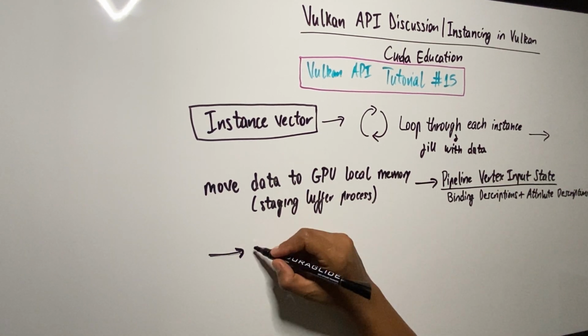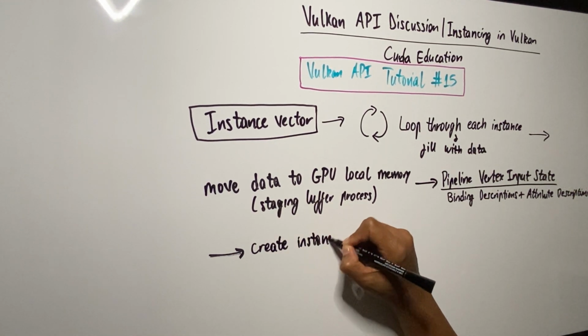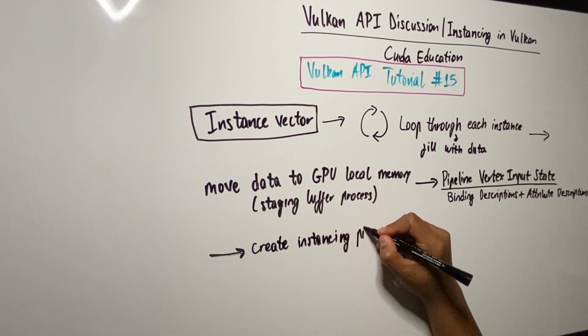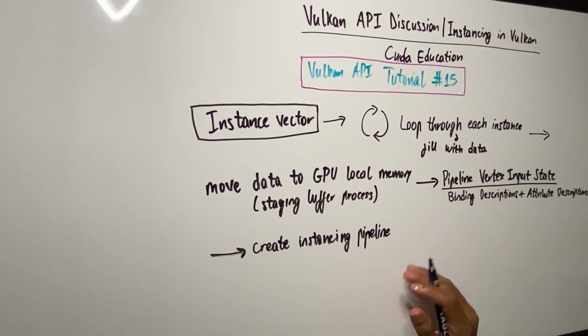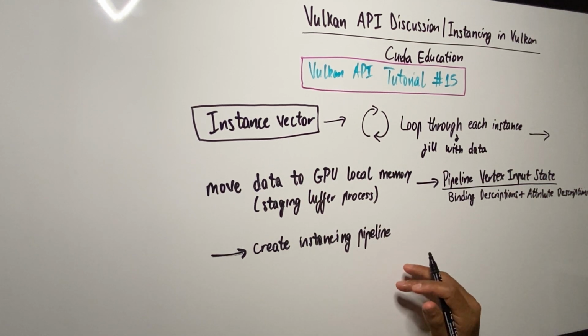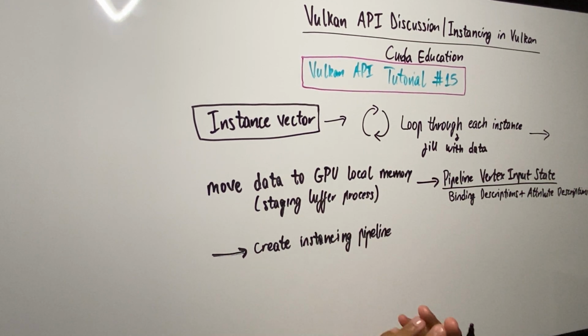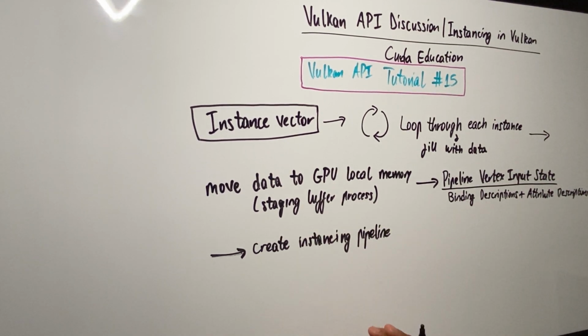you create the instancing pipeline. There are about 3 pipelines in the example code in tutorial number 15. There's a Starfield pipeline, there's the Planet pipeline, and then there's the instancing pipeline. And of course, the instancing pipeline is what you use to display the rocks that are rotating around the planet and also rotating around their axis.